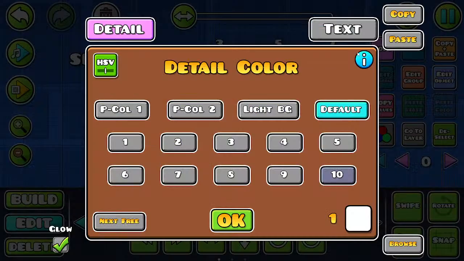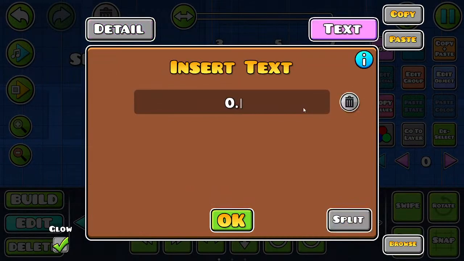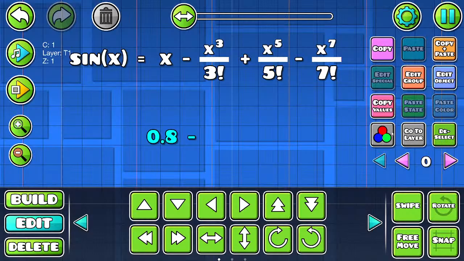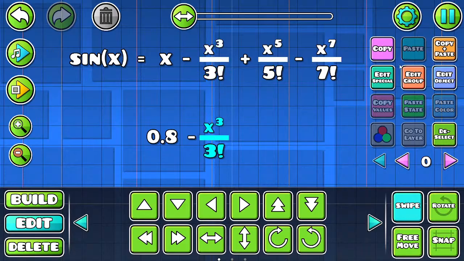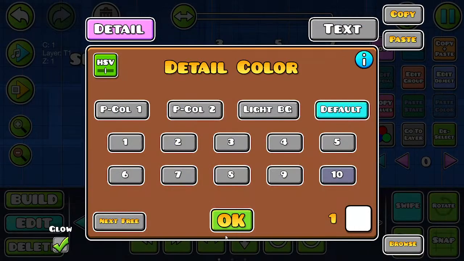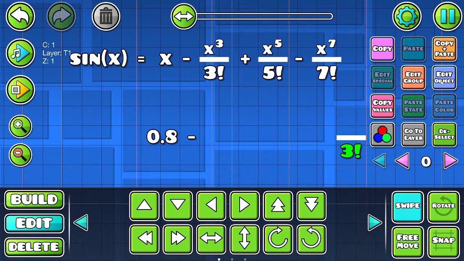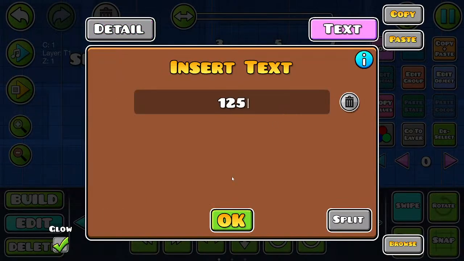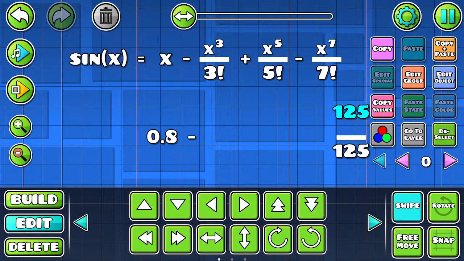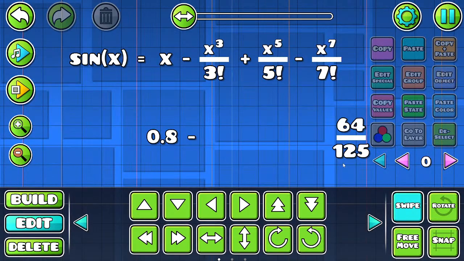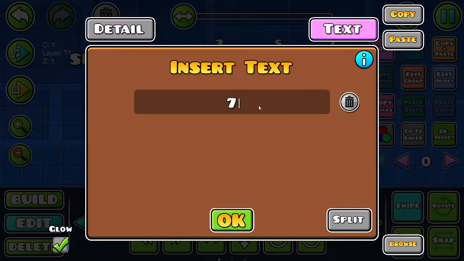8 tenths. Okay. Which is equal to 4/5, I think. Yeah, 4/5. 5 cubed is 125. And then 4 cubed is 64. I have to multiply it by 6 to get 750.